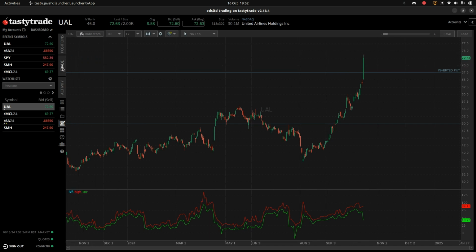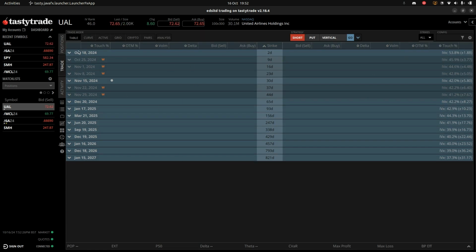So with any underlying, you just want to see a list of expirations, and we've got weeklies here and monthlies, and everything else without an orange W is a monthly. We want to stick with the monthlies, and we want to be between 30 and 60 days out in time. So we've got October 18th at the top, which is 2 days away. That's far too close. And then below that, we've got November 15th, which is the next monthly. That is 30 days away.